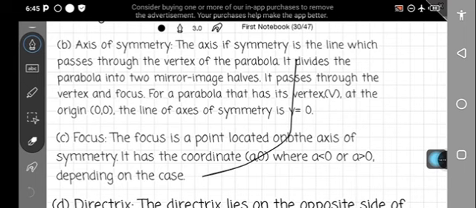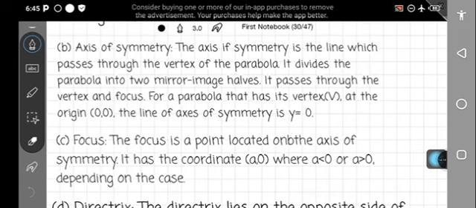Then let's move on to the focus. The focus is a point located on the axis of symmetry. It has its coordinates (a, 0), where a is less than 0 or a is greater than 0, depending on the case. I don't want to talk about the case of a less than 0 or a greater than 0 for now. We will discuss that later, probably in my next video. But the coordinate is (a, 0).